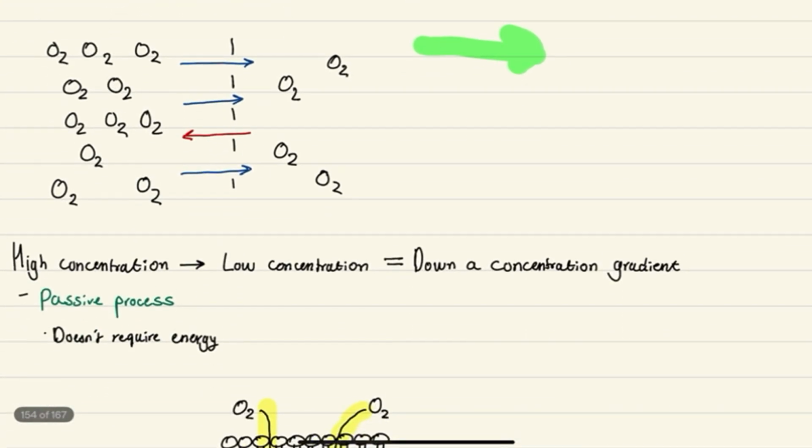I just need to mention as well, when we say high concentration to low concentration, that can be substituted by saying downward concentration gradient. Now, whenever we are going down a concentration gradient, it's passive, yeah? It doesn't require energy to go down a concentration gradient.